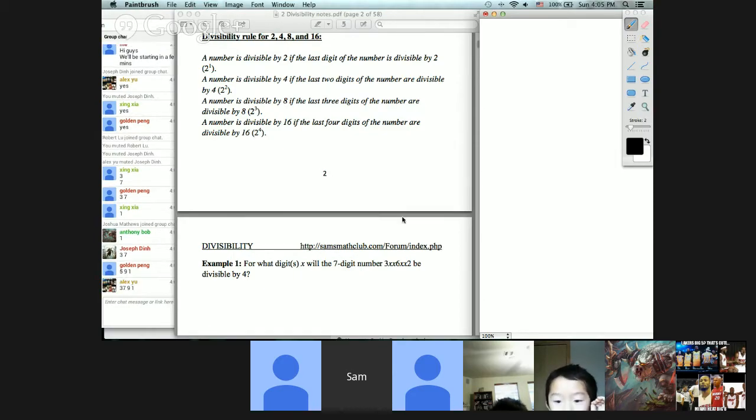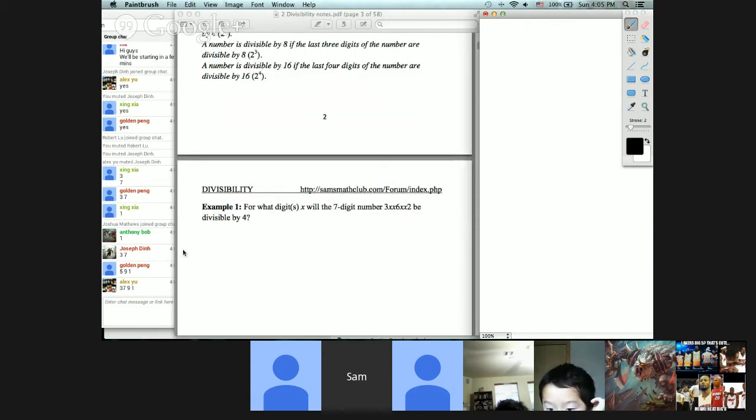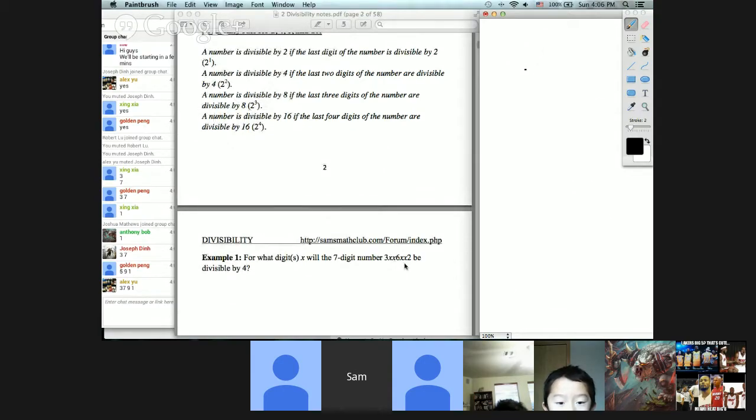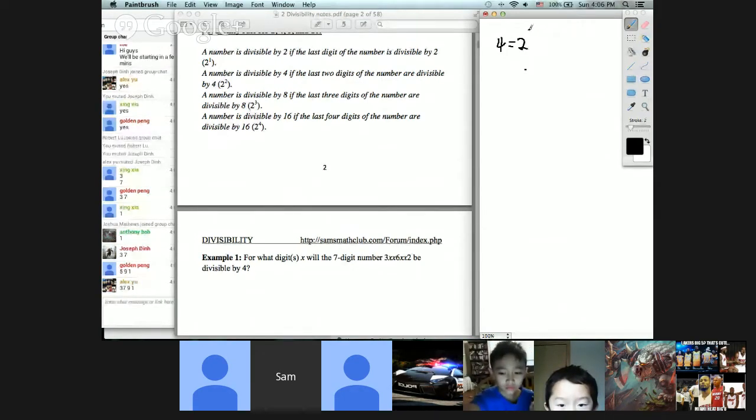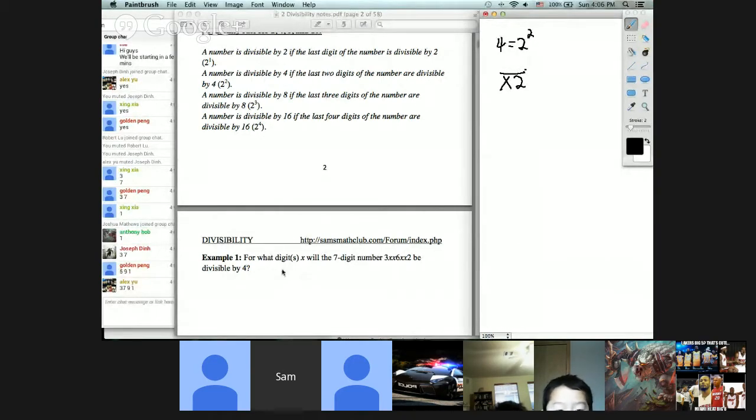All right, these are only partial answers, but I'll explain this one real quick. It says, for which digits x will the 7-digit number 3xx6xx2 be divisible by 4? Since we're dividing by 4, we know that 4 is equal to 2 squared, and all we have to look at is the last 2 digits, x2. We don't have to care about anything other than this. So basically the question is asking for which digits x will x2 be divisible by 4, and from here we just list.